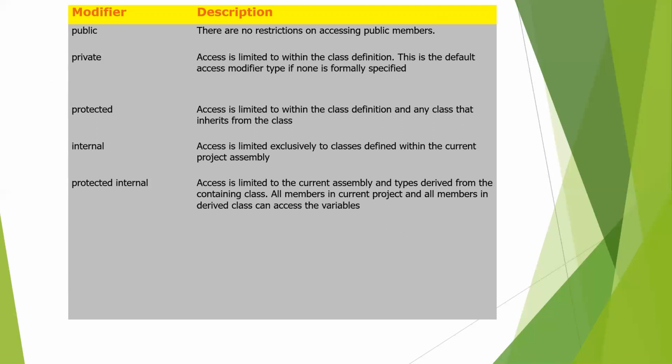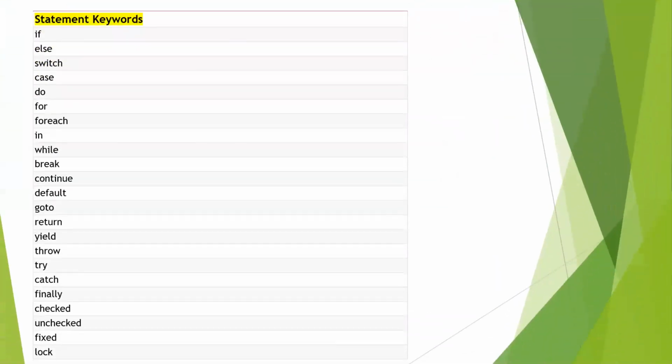So this is about modifier keywords. And coming to the next one, statements. If you look at the statements: if, else, switch, case, do, for, foreach, in, while. These keywords we should not use as part of naming for the variables and the methods. Okay, I hope you understand. We'll look at each and everything in the next session. So these are also reserved words.